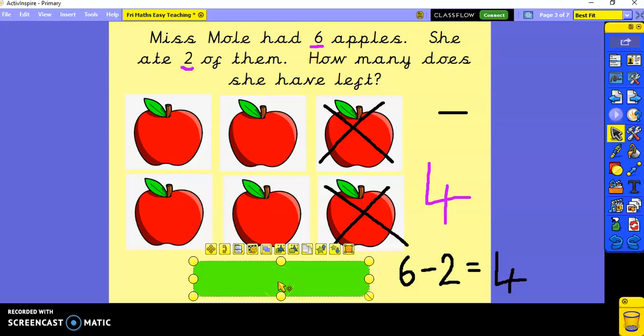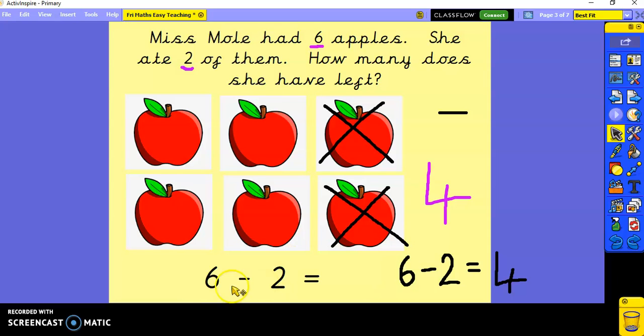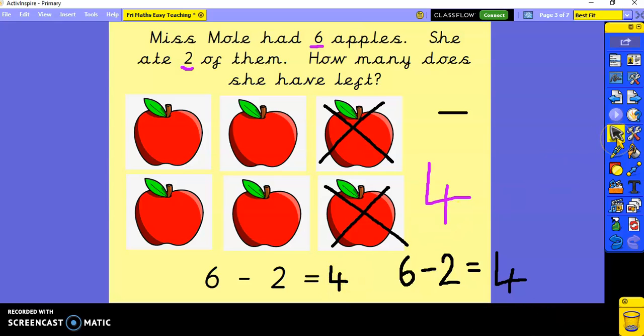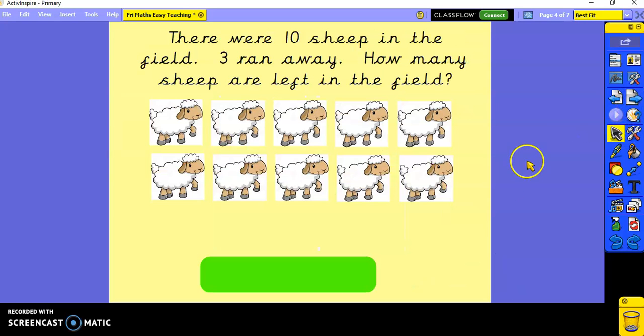So let's have a look to see if that matches my number sentence under my green blob. Yes, 6, take away 2, and then I just need to write in the answer of 4. So now it's time for you to have a go with the problem. So can you pause the video while you go and find a whiteboard or some pens or paper to have a go at solving the problem?